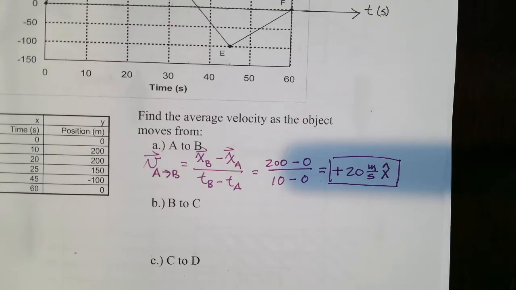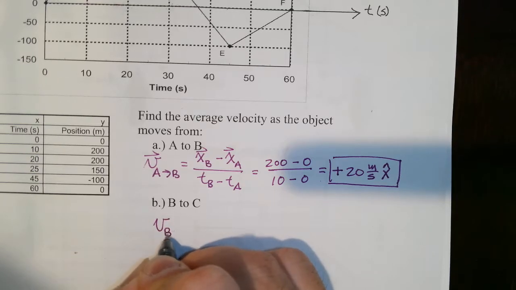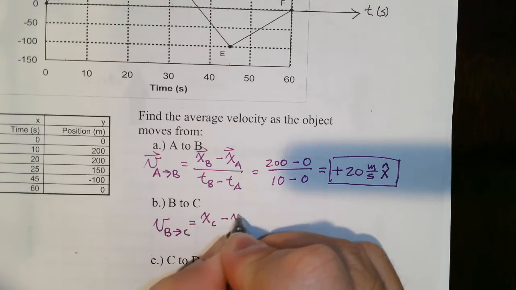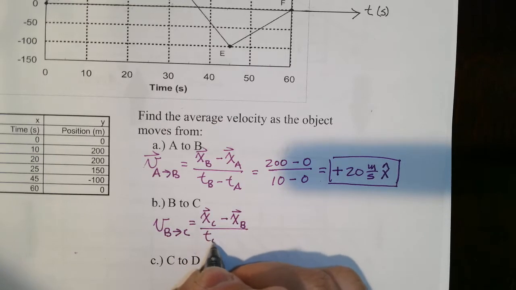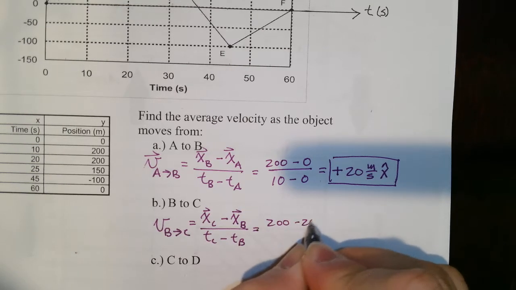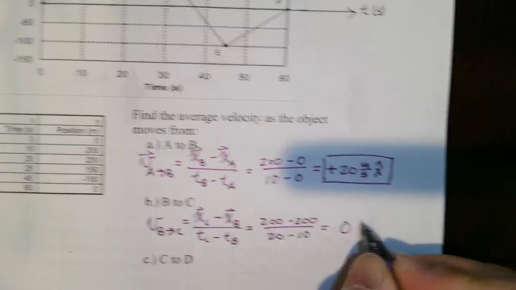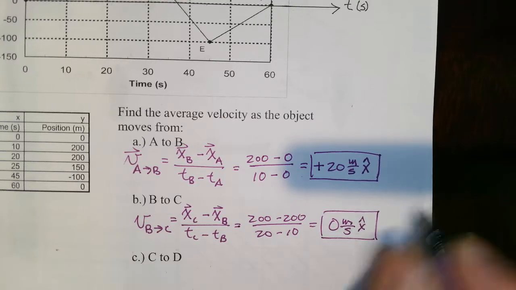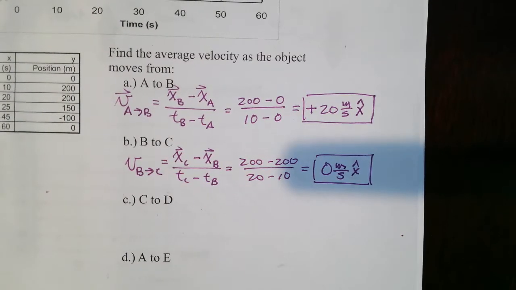I hope everybody got that. Then velocity from B to C is equal to position C minus position B, divided by TC minus TB. That is 200 minus 200 over 20 minus 10, and that is 0 meters per second x hat. So I didn't go anywhere. Well, at least I didn't change my position at all.